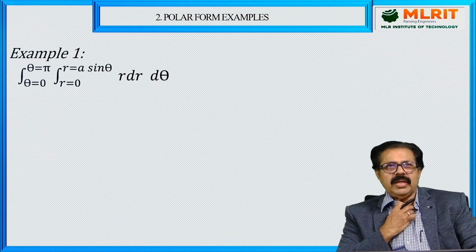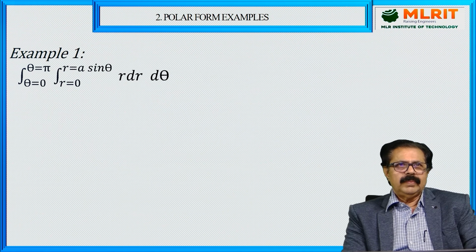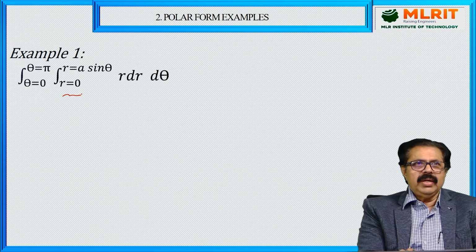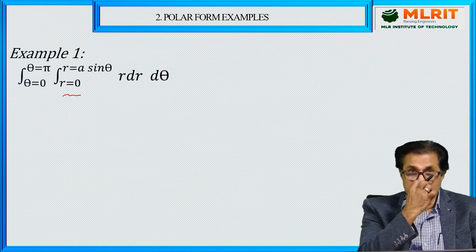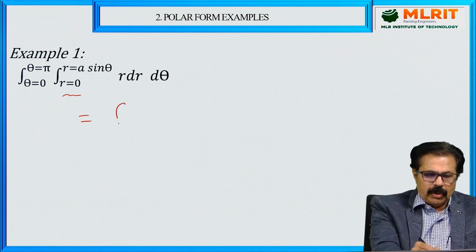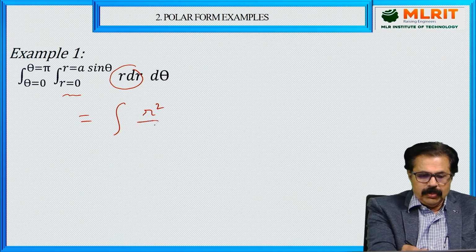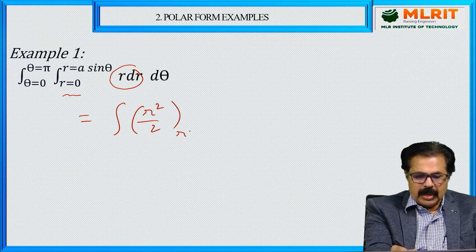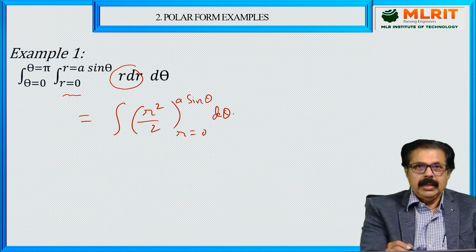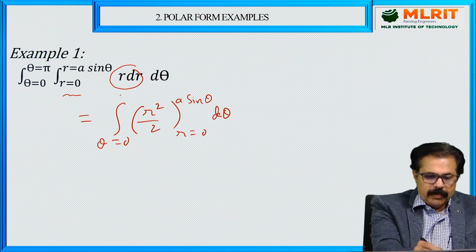Now let us take a first example, a very simple example. You have to evaluate this double integral r dr d theta, r is equal to 0 to a sin theta, theta equal to 0 to pi. So the limits are already given. The only thing you have to do is evaluate this. For this, first of all integrate with respect to r. What is that? r square by 2. And then put the limits r equal to 0 to a sin theta, and then d theta as it is, theta equal to 0 to pi.